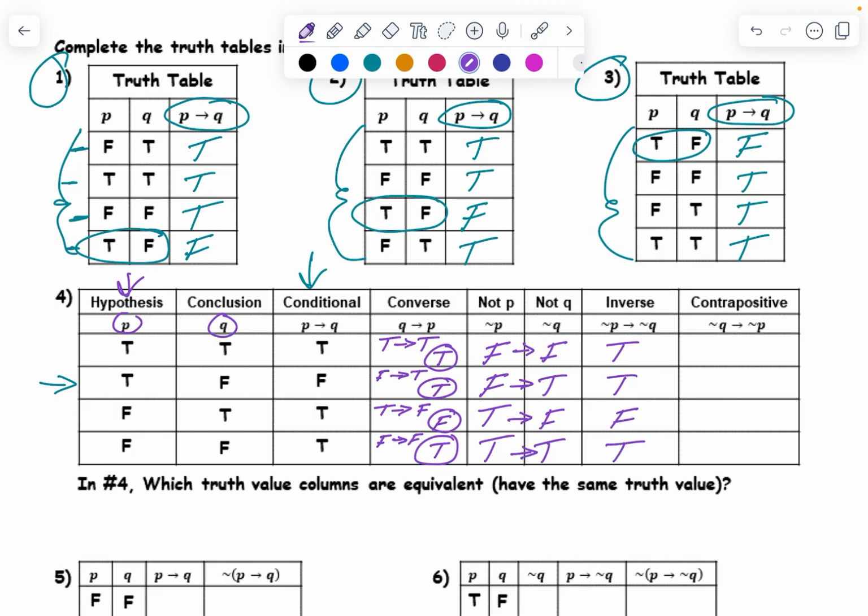Now for the contrapositive, we have to do the reverse. So when we can't just see it on the chart, but we have to do the reverse, I usually write it. If false, then false, true. If true, then false, okay, because we're going not Q and then not P. That's our false. If false, then true, true. And if true, then true, true.